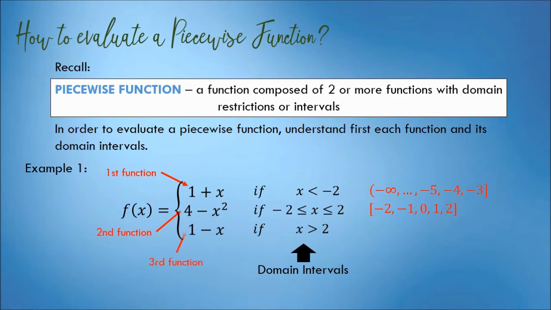Lastly, the third function is f of x equals 1 minus x. The domain interval is x is greater than 2. It only means that the only possible values of x here are those greater than +2. Those values are +3, +4, +5, up to +infinity.